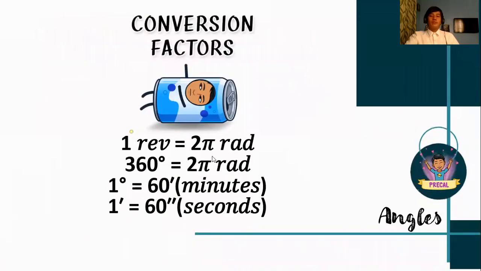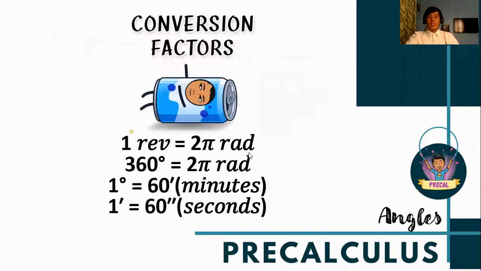So here are the conversion factors. A revolution is equal to 2 pi radians, and 1 revolution is also equivalent to 360 degrees, which is also 2 pi radians. A degree is equivalent to 60 minutes, and a minute is equal to 60 seconds. Therefore, there are 3,600 seconds in a degree, because that is 60 times 60.